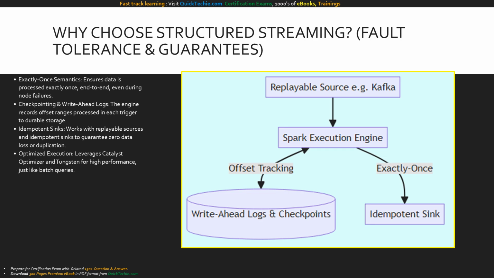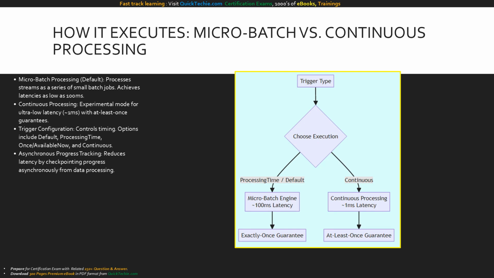This diagram illustrates the fault tolerance architecture. Data flows from a replayable source, like Kafka, into the Spark execution engine. Notice the bidirectional arrow to the write-ahead logs and checkpoints. Before data is fully processed and committed to the sink, Spark saves its progress offsets here. If a failure occurs, Spark uses this checkpoint state to resume exactly where it left off, ensuring the idempotent sink receives the correct, unduplicated data. It's a bulletproof pipeline.